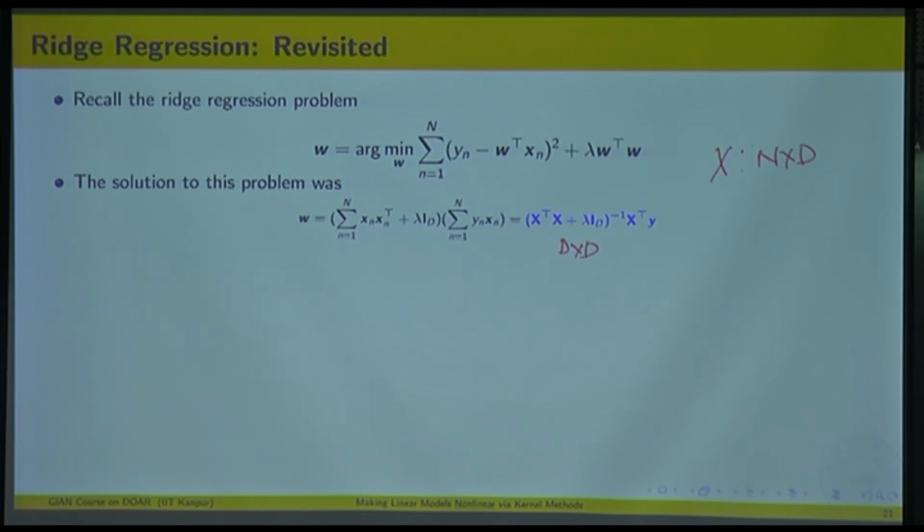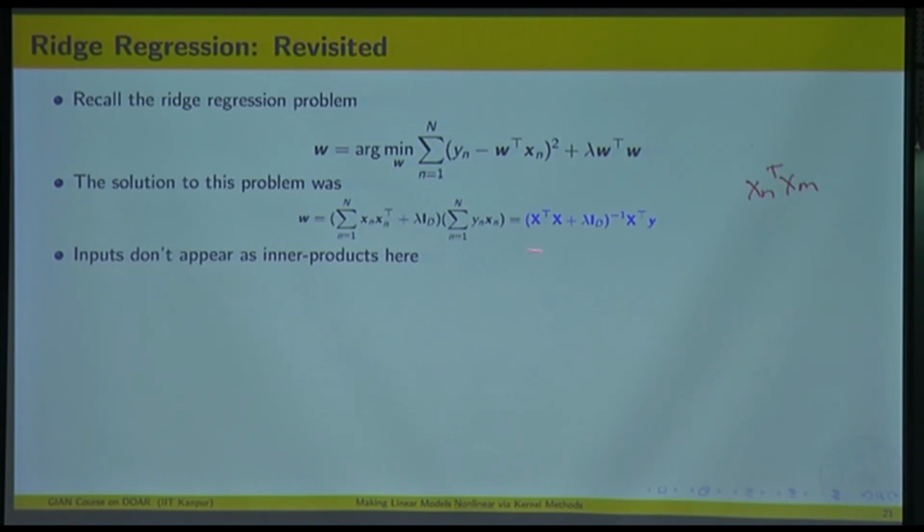Now, how do we kernelize this problem? Looking at this solution, do you think the inputs appear as inner products? How many of you think that inputs appear as inner products here? Raise your hand. Inner product means that any two inputs should appear in the form of Xn transpose Xm, for every pair of inputs. Here we have this big X transpose X. Do you think this is the same as this?